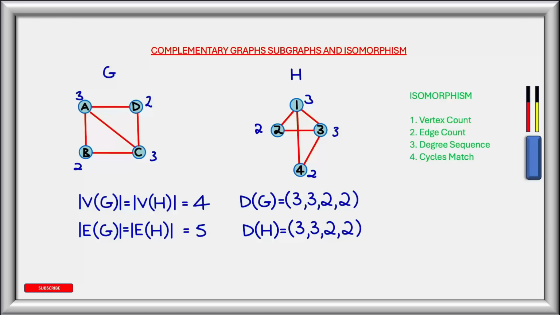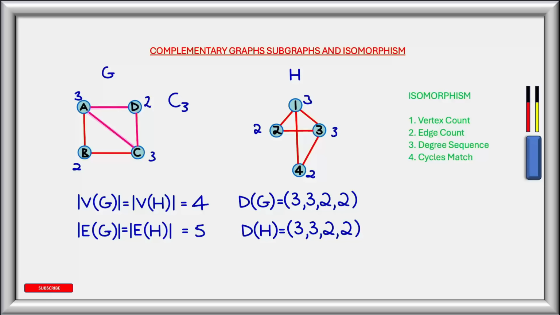Now let's check the cycles in each graph. So in graph G, we can go from A to D, D to C, and from C back to A. So that's a C3 cycle. We can also go from A to B, from B to C, and from C back to A again, which is another C3 cycle. And then we can go from A to D, from D to C, and from C to B, and then from B back to A. And that's a C4 cycle.